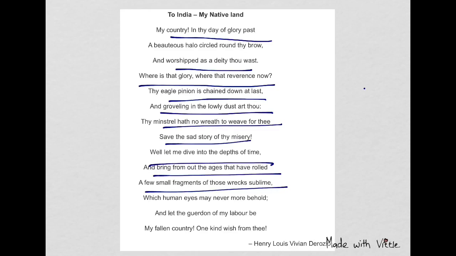And the only reward the author wants for his labor, for his effort, is that the country should have a kind wish for the author and for its countrymen. His last wish to all the Indians is to dive deep into the past, the glorious reverence that is lost, and to bring back the lost glory of his motherland, India.